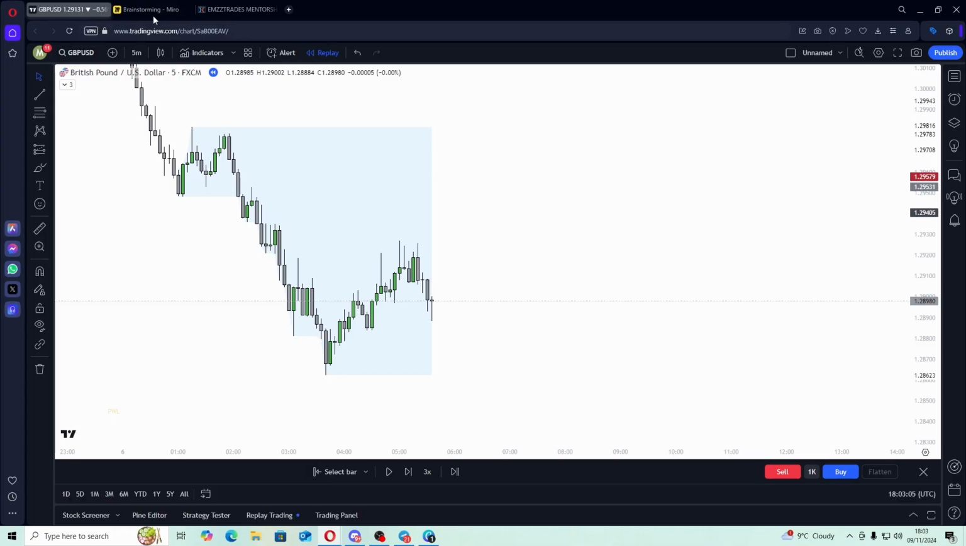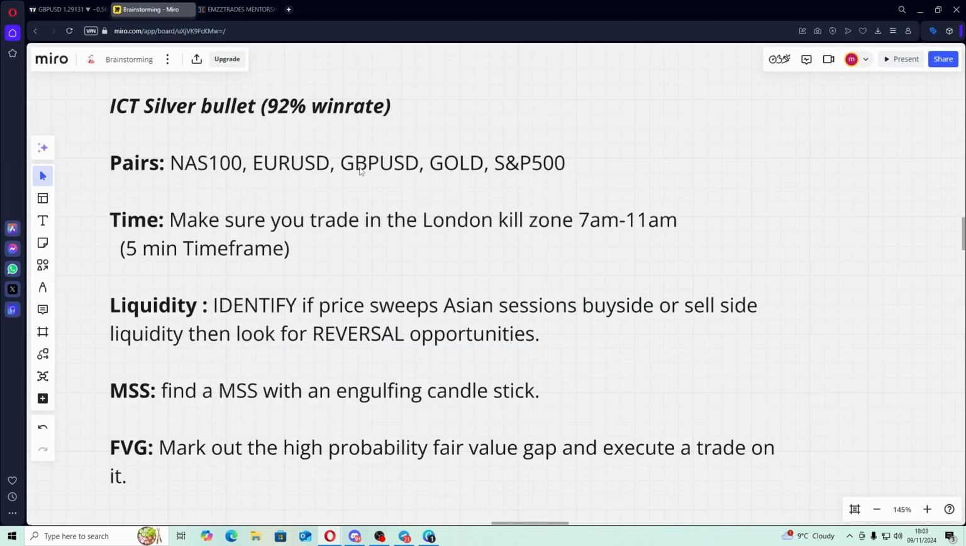Okay, so let's just get straight into it. We have the ICT silver bullet strategy, but this is not the usual one. I'm going to be telling you a specific full guided one. First of all, you need to make sure you're trading any of these pairs. I'm going to be using GBP USD today, but you can trade any of these.